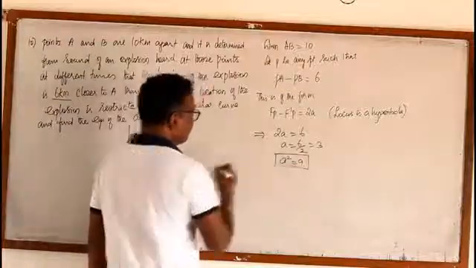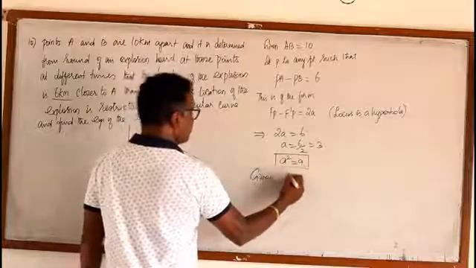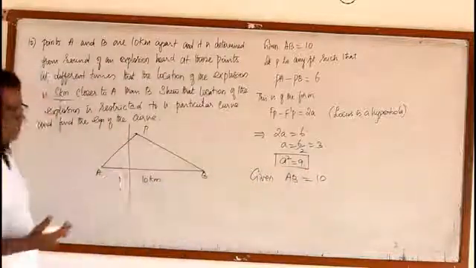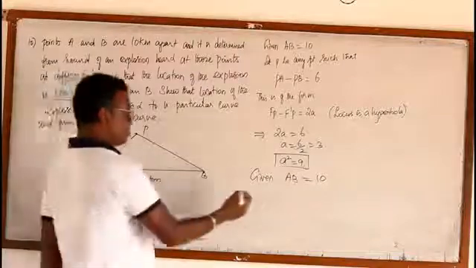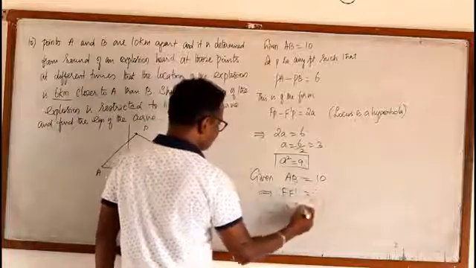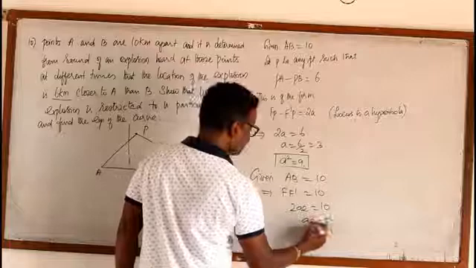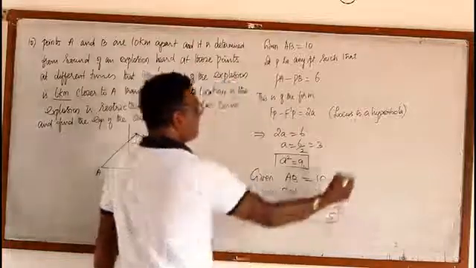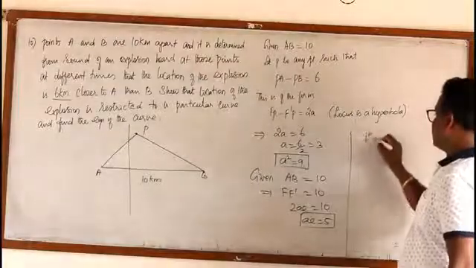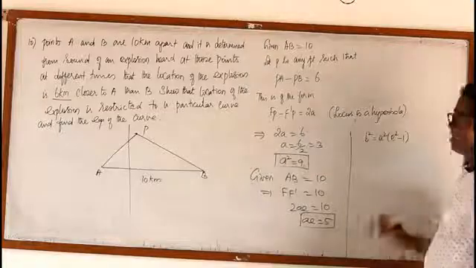So I found the value of a square. Now given again AB equal to 10, that means the distance between the fixed points is 10. That means FF dash equal to 10, that is 2ae equal to 10. Therefore ae equal to 5. From this I can find b square. Therefore b square is a square into e square minus 1, since this is a hyperbola.